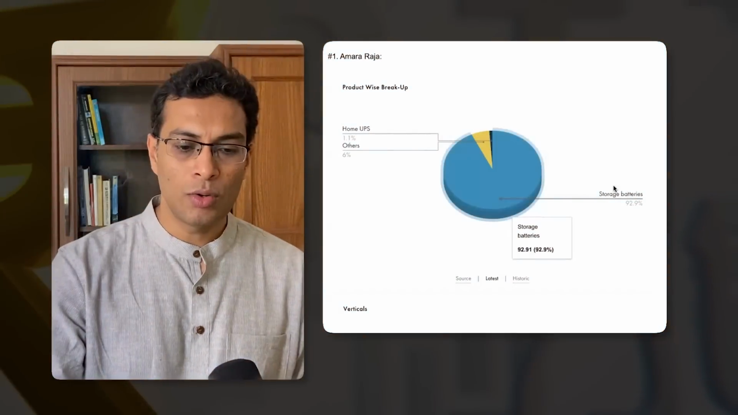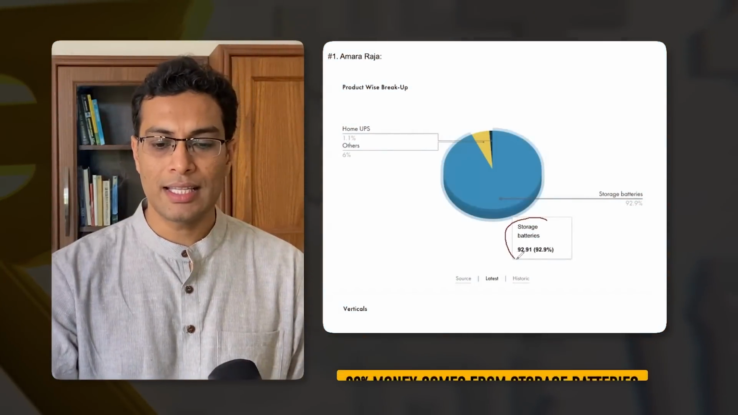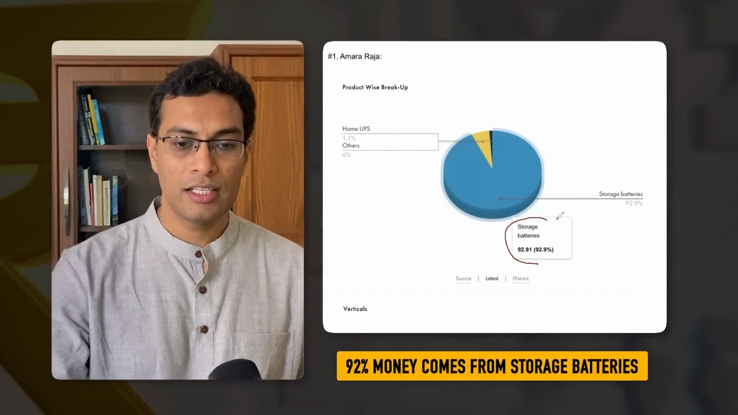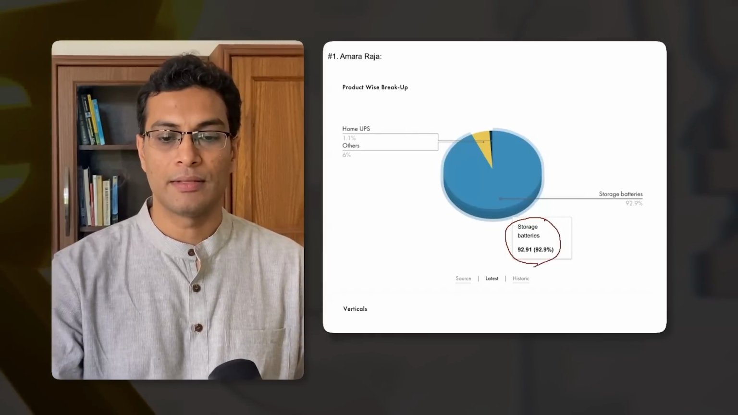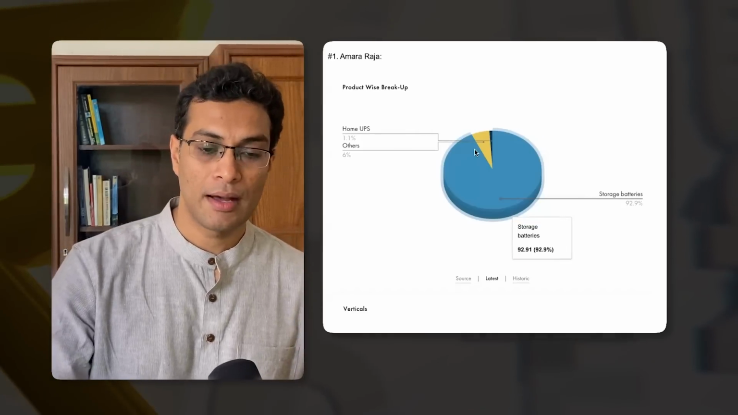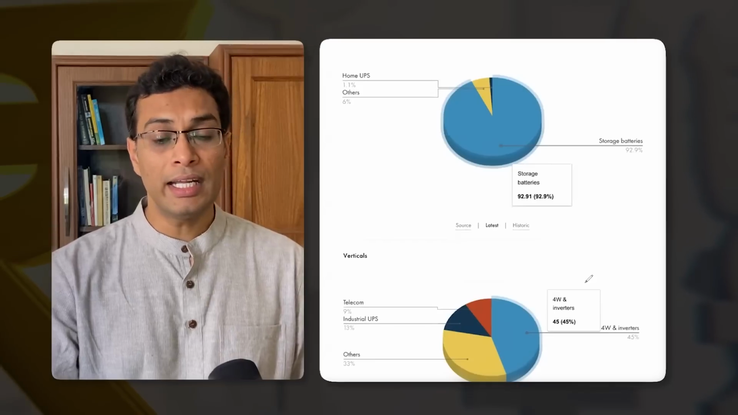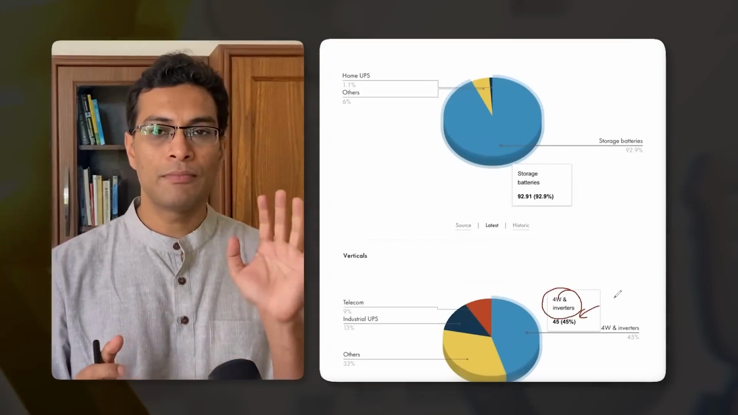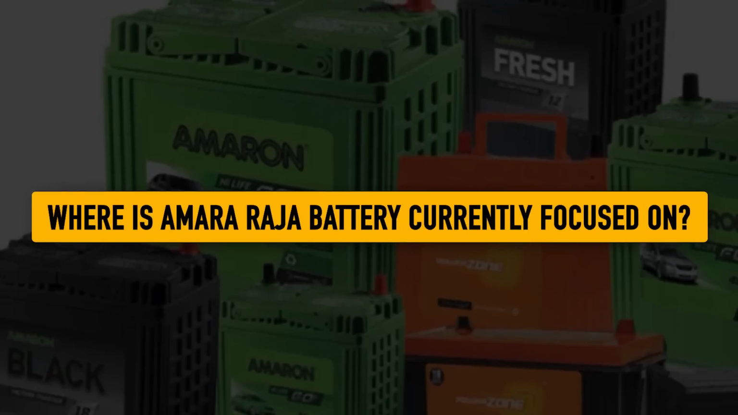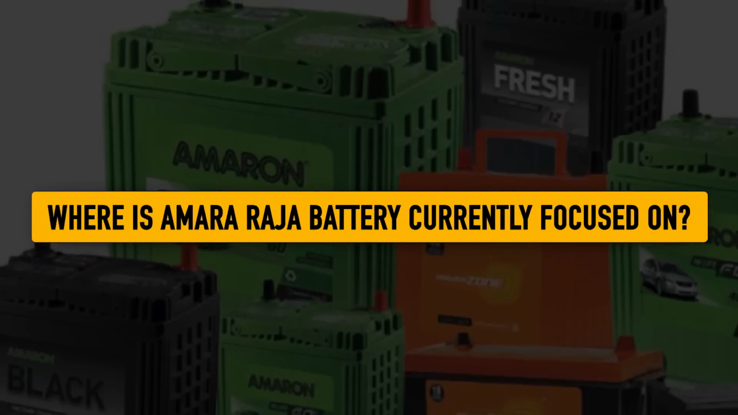If you take a look at this particular chart, what you will see is where Amara Raja is focusing. 92% of the money comes from storage batteries. And what type of storage batteries does Amara Raja make? They are predominantly into four-wheelers and inverters, and almost 50% of their business comes from there. Now, if you ask a critical question, where is Amara Raja Battery currently focused?